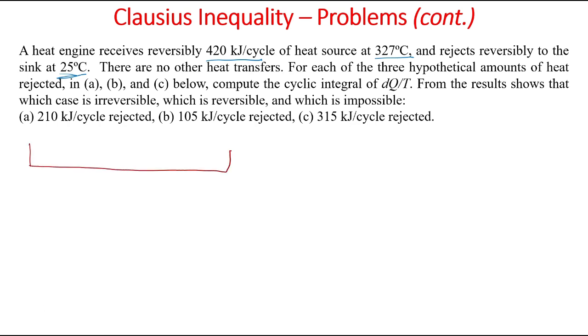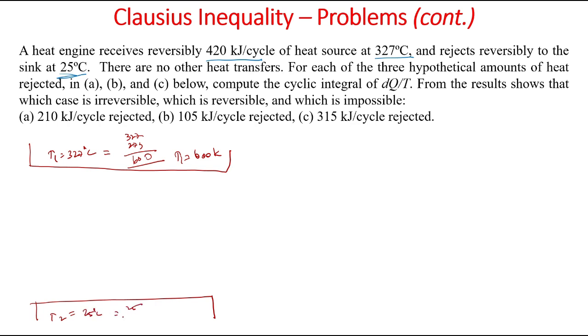So the source temperature T1 is equal to 327 degrees Celsius plus 273, which gives 600. So T1 is equal to 600 Kelvin. Then we have the sink temperature T2, which is equal to 25 degrees Celsius. So 25 plus 273, we get T2 equal to 298 Kelvin. T1 is equal to 600 Kelvin.